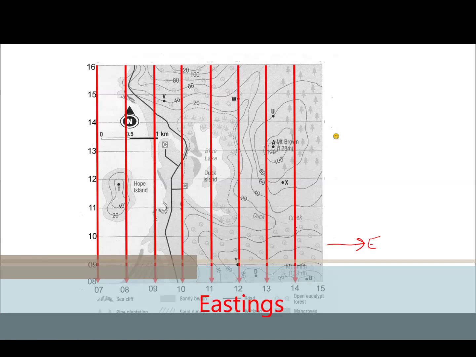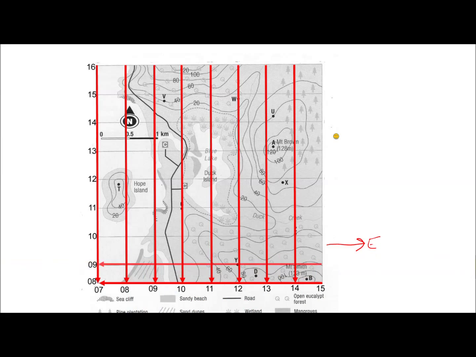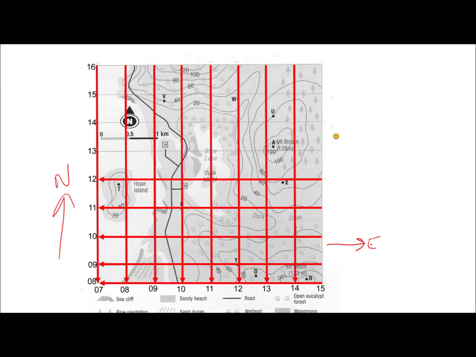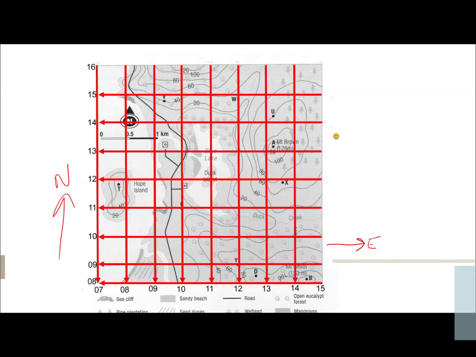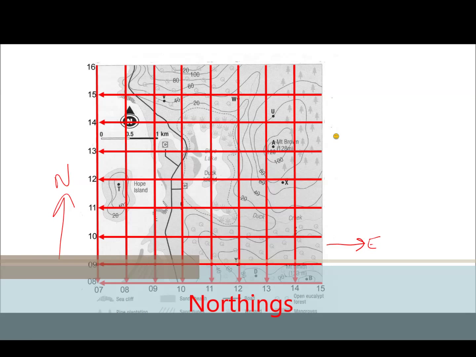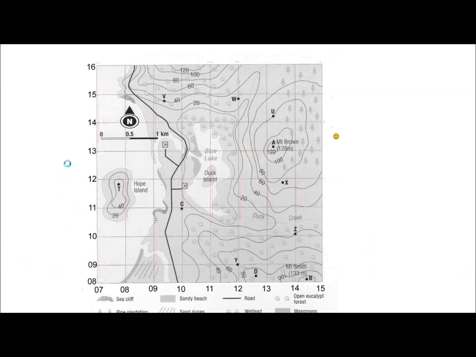Now let's be logical. Let's have a look at the across lines, the horizontal lines. What direction are those numbers going up towards? That's right, they're moving up towards the north. So therefore they are called Northings. Alright, so that's another thing you need to know about area reference and grid reference. Let's move to our next problem.